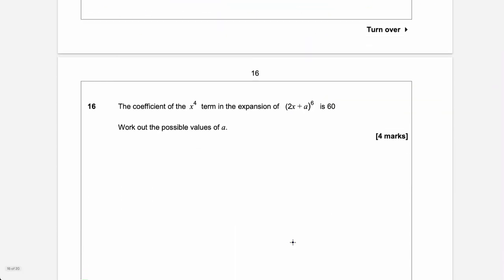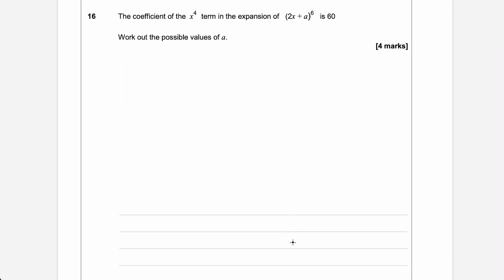Okay, that's question 15. Question 16. The coefficient of the x to the 4 term in the expansion of this is 60. Work out the possible values of a. Okay, we need, guys, Pascal's triangle. I will do it fairly quickly.